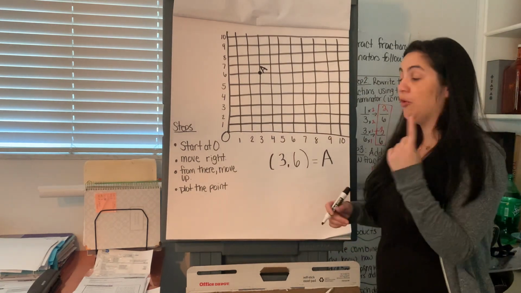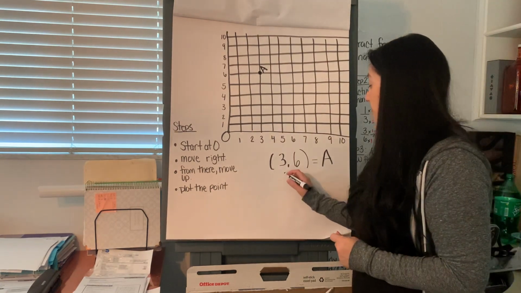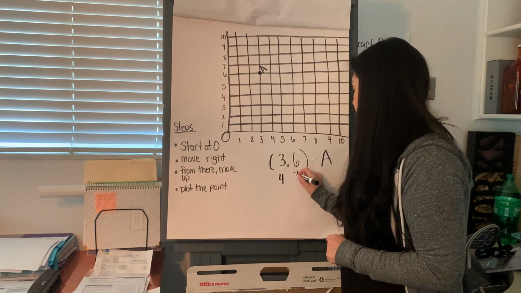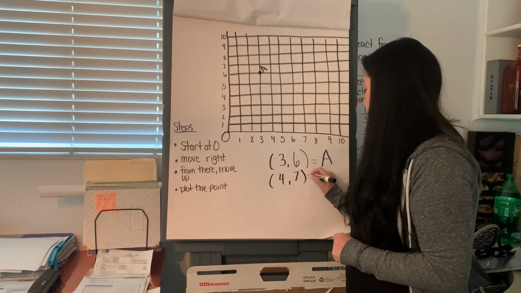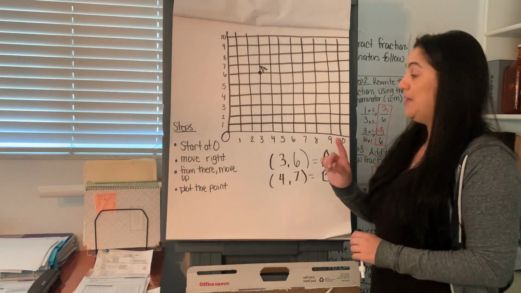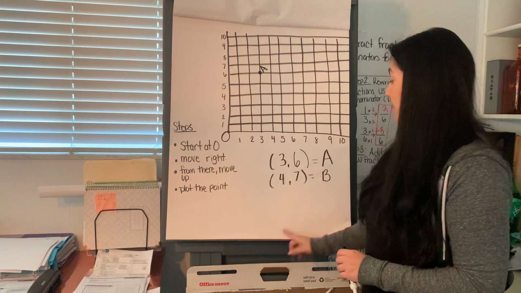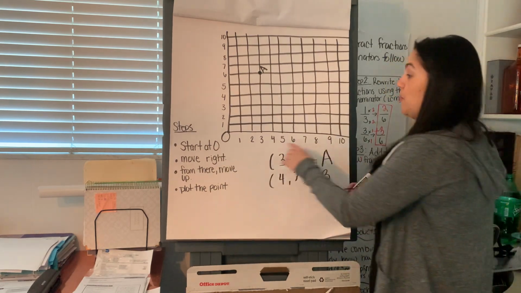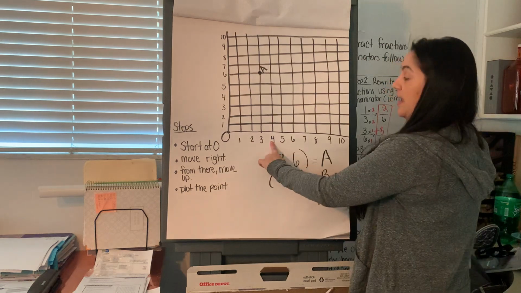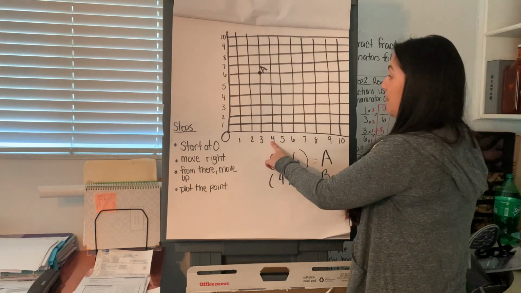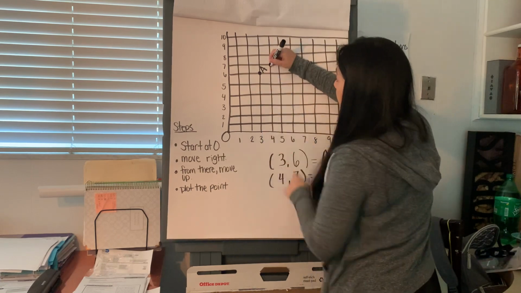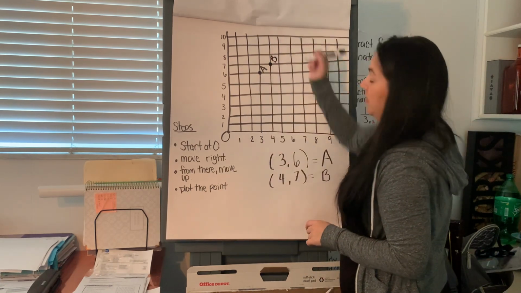Okay, we're going to do one more. So if this was my coordinate plane, for B, again, I'm going to start at 0, and I'm going to move 4 places to the right: 1, 2, 3, 4. Then I'm going to move 7 places up, all the way up, and this is where I land, and I draw my new point.